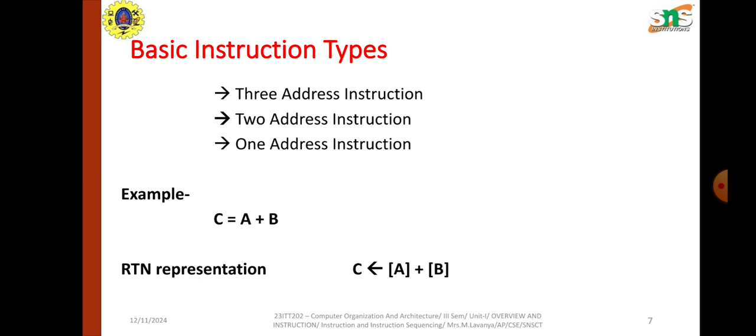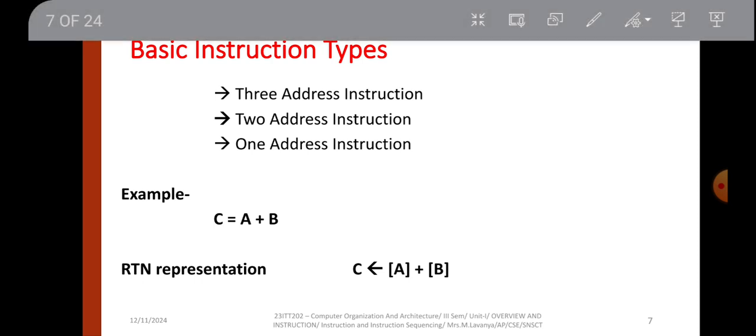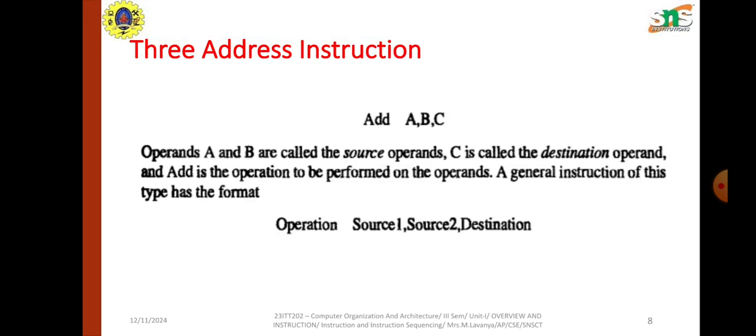In register transfer notation, this is what we use for mentioning this operation, where C is the destination and the arrow is used for assignment, and A and B are the locations of the data, and the addition operation should be performed, and the location of the source will be placed within the angular braces. So this is register transfer notation. Let us see the same example for 1, 2, and 3 addresses. Let us start from 3 address instruction.